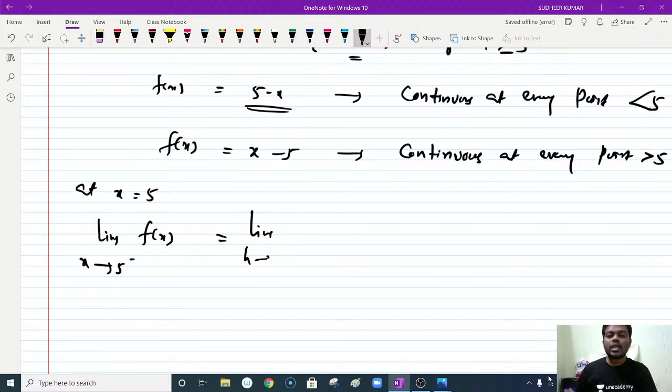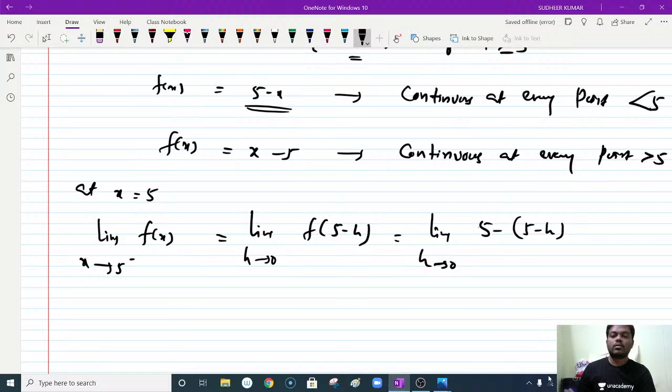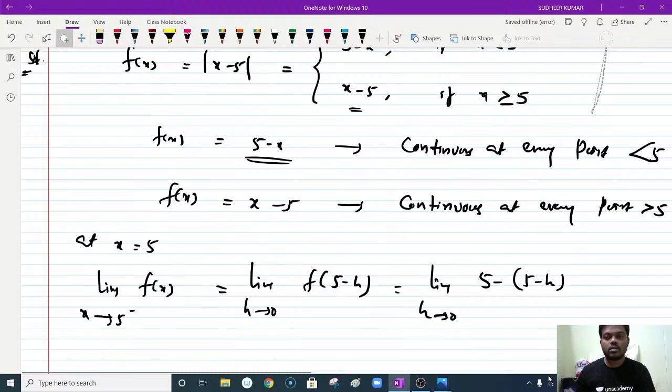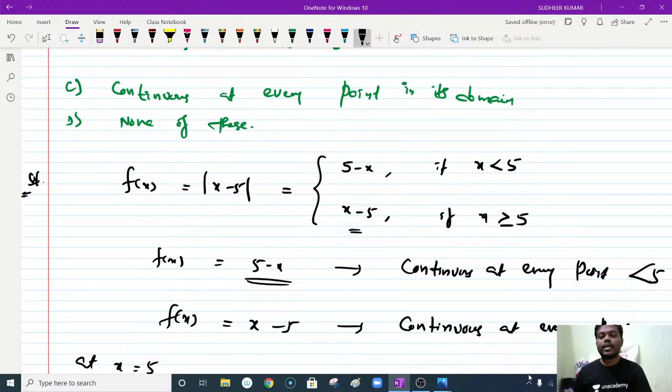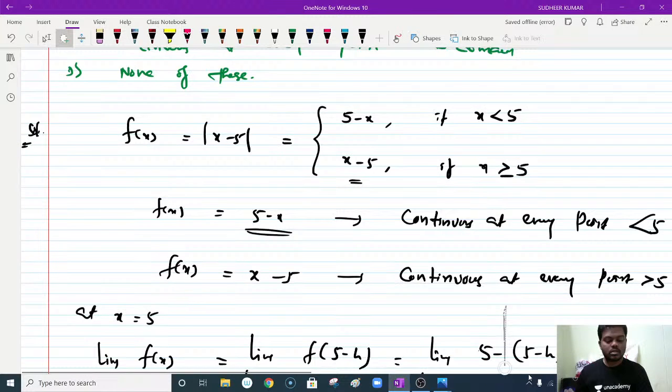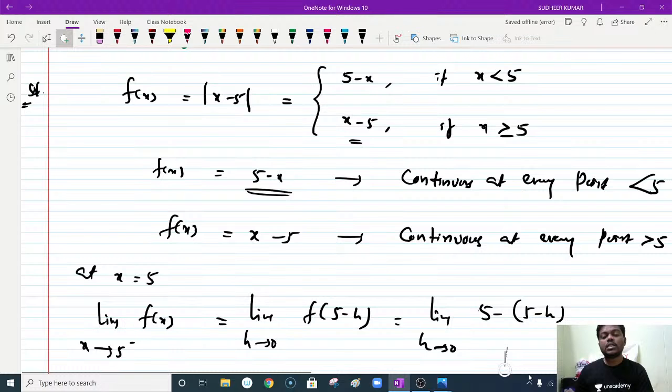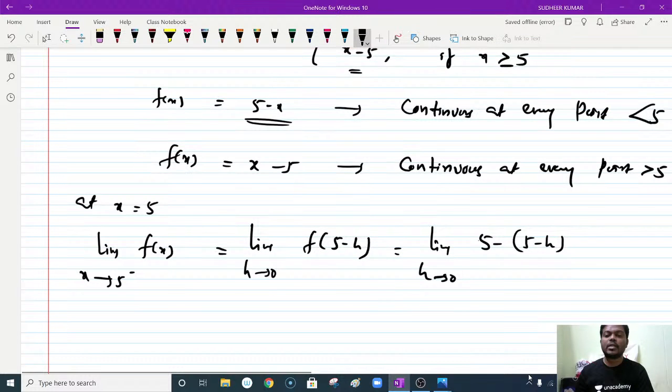So if you want, we can write limit h tends to 0 f of 5 minus h also. If it is 5 minus, the function is limit h tends to 0, 5 minus x. So 5 minus x value is 5 minus h. Isn't it? So when it is 5 minus x, 5 minus h we can write. So this result is 0.